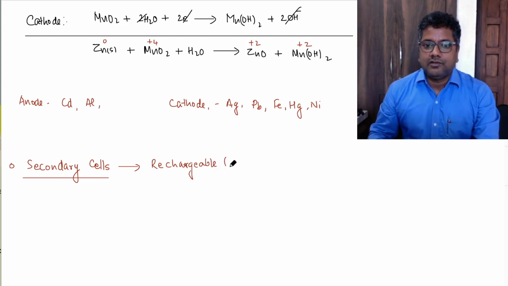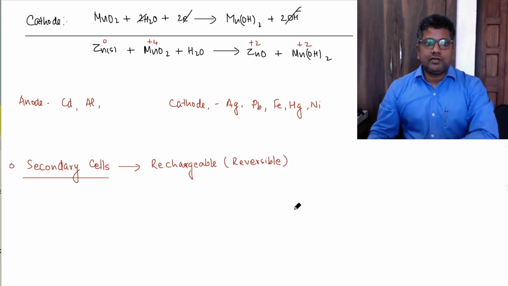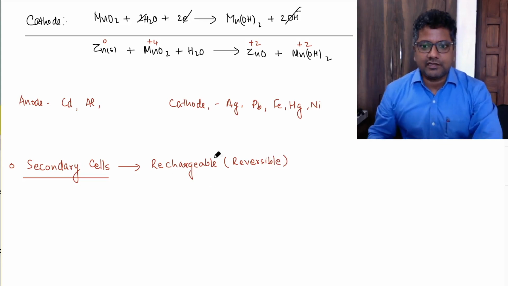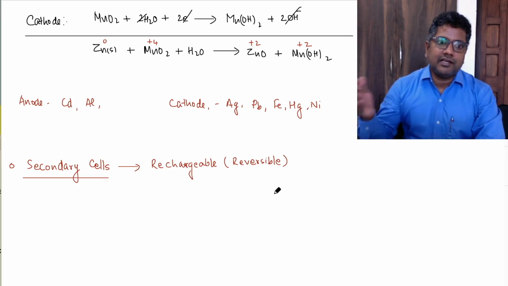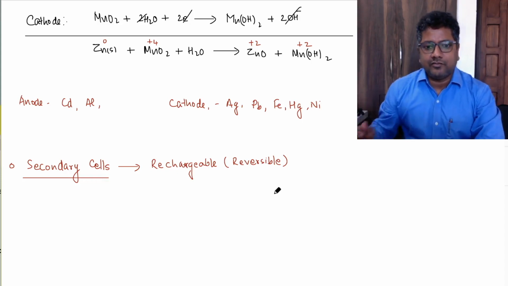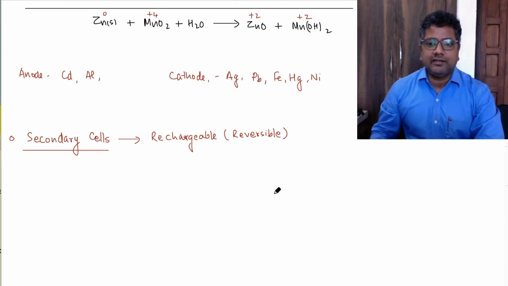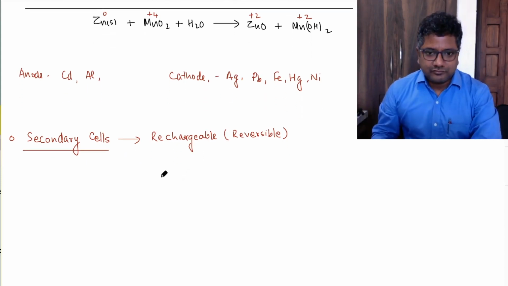Rechargeable, and you can say they are reversible, right? So these are secondary cells. They are called secondary cells, and once they are discharged, then again we can recharge them and further use them. The best known of the well-known secondary cells is the lead acid storage battery.